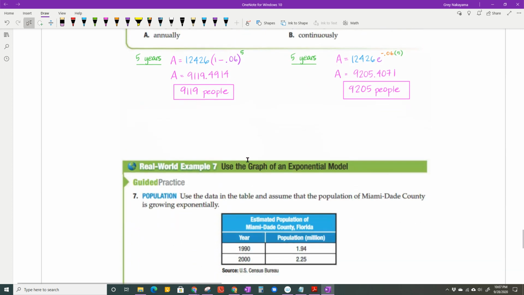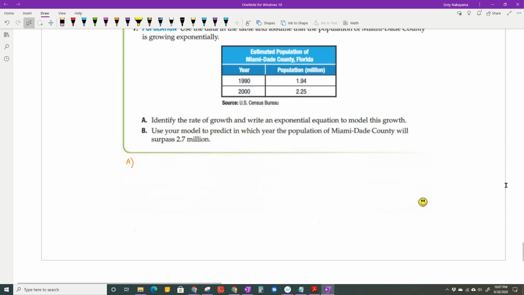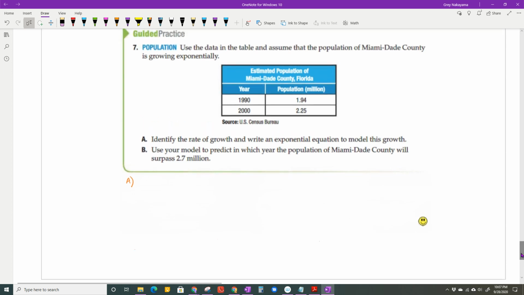All right. This last problem, I'm doing this because this is some of the problems that you have to do in your homework. Use the data in the table and assume the population of Miami-Dade County is growing exponentially. So they give us a nice little chart here. In 1990, it was 1.94 million, and in 2000, it was 2.25 million. They want us to identify the growth and write an exponential equation to model this growth.